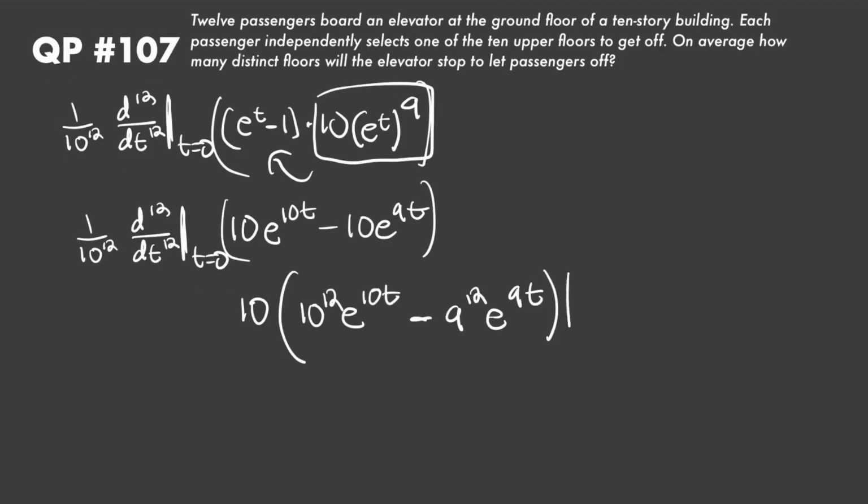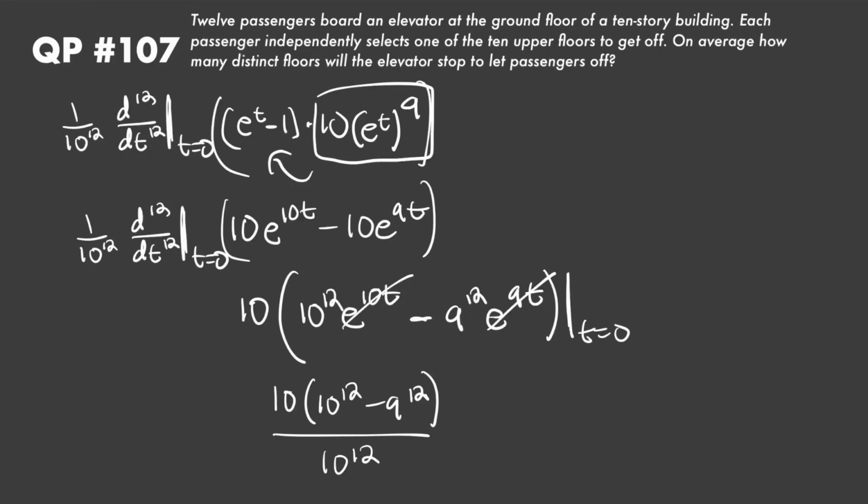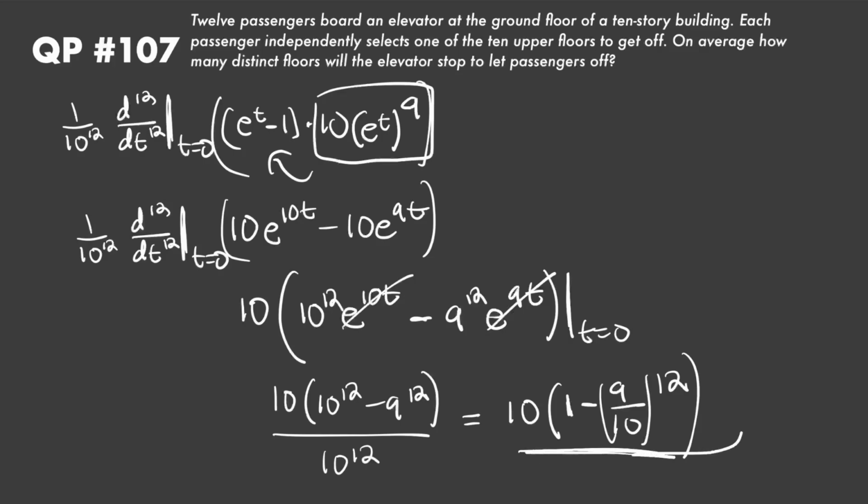All right, now we still have to evaluate this at t equals 0. When we do that, this term's going to be 1, this term's going to be 1. On top, we're going to get 10 times (10 to the power of 12 minus 9 to the power of 12). And on the bottom, well, we're going to multiply by this, right? So we're just going to have 10 to the power of 12 on the bottom. Now, would you look at that? This is just going to be equal to 10 times (1 minus 9 over 10 to the power of 12), which is exactly what we got when we did it with the linearity of expectation, right? Yeah, thankfully I did not mess that up, but this is how you do it without using linearity.